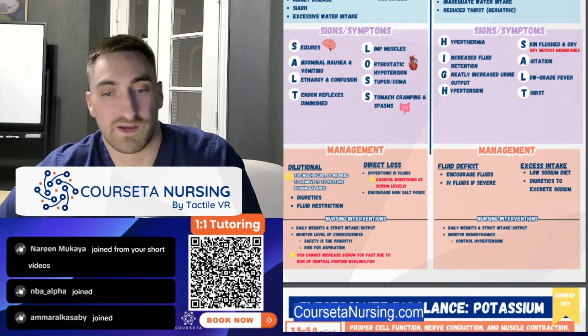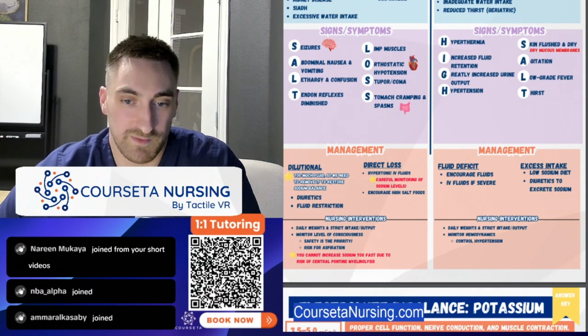And like we said earlier, if you have a hypertonic fluid, make sure you guys know that. It's this fancy little word called central pontine myelinolysis. That's the fancy word for severe cerebral edema that can cause permanent brain damage.